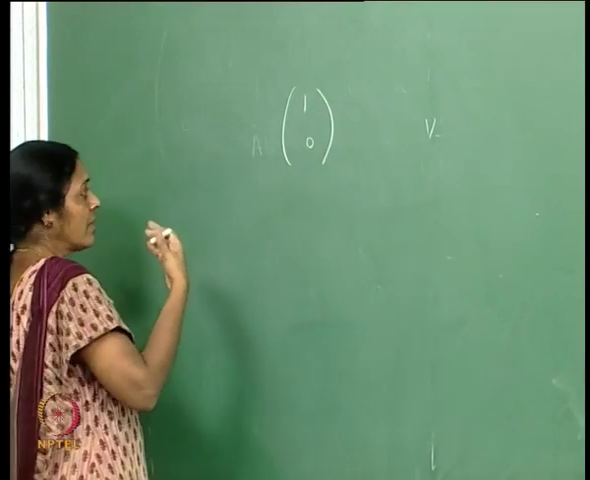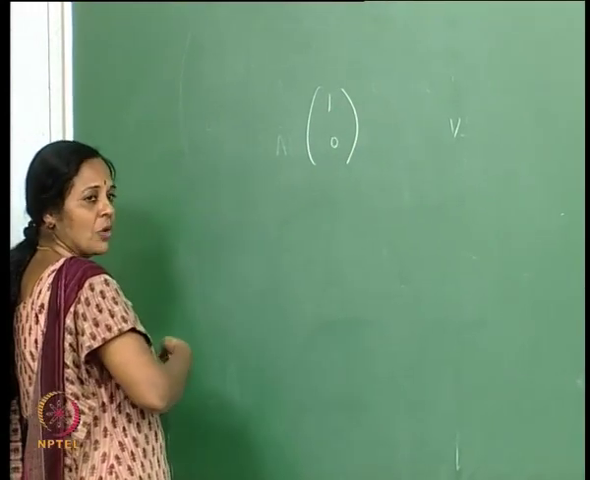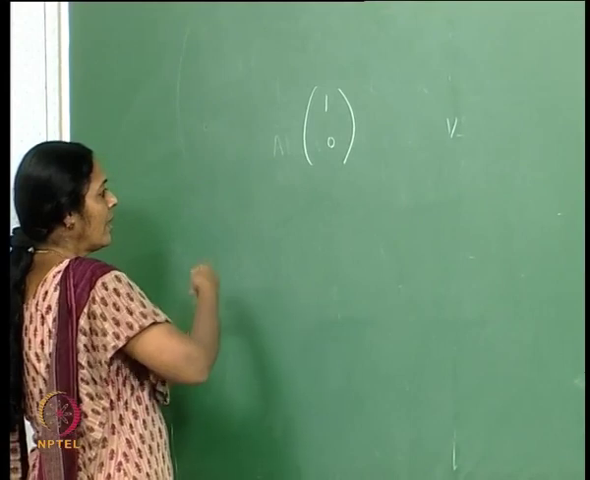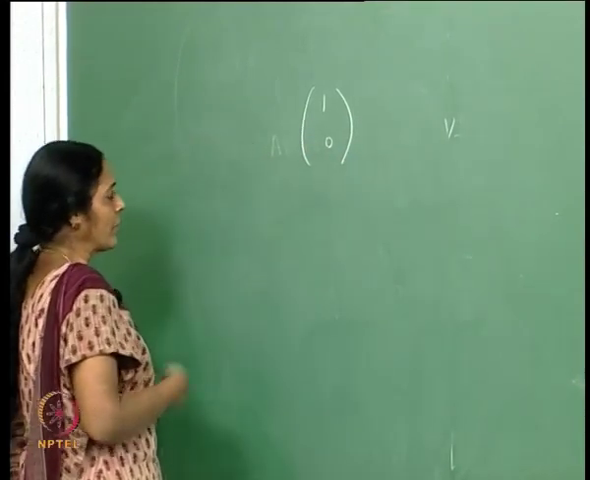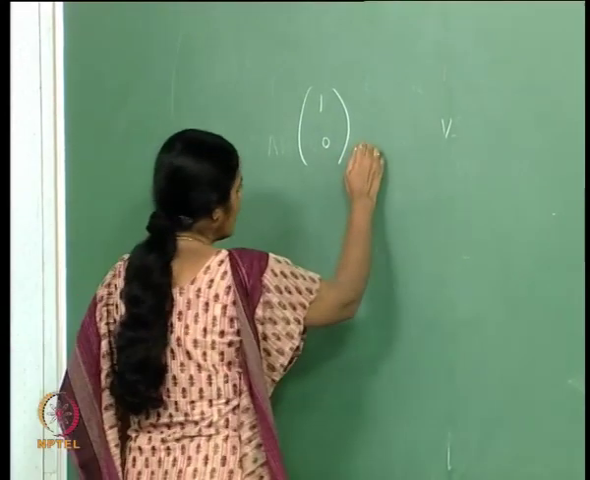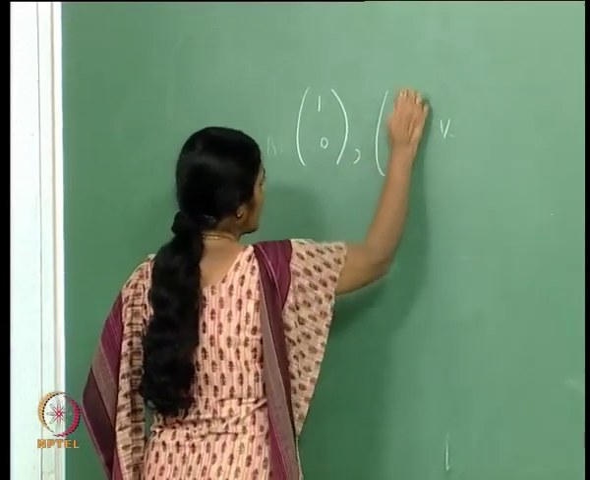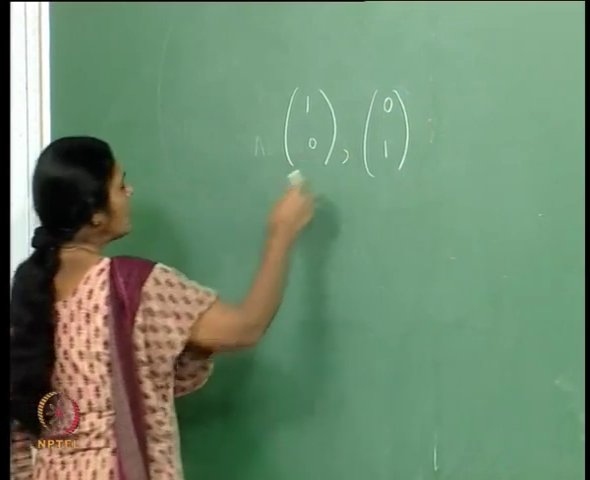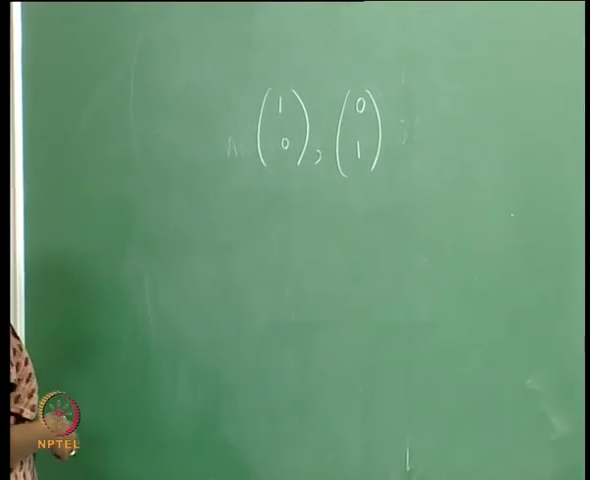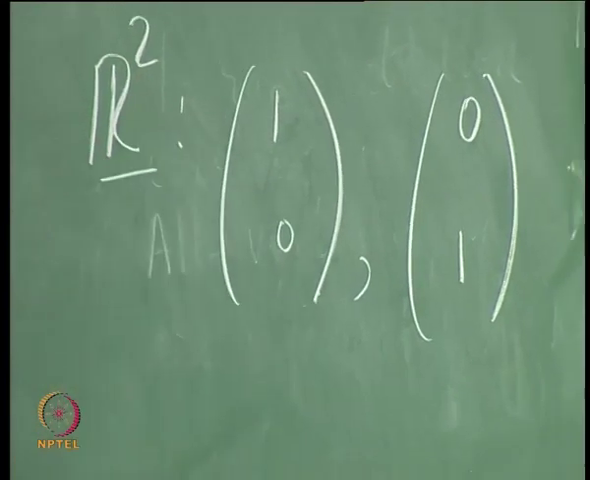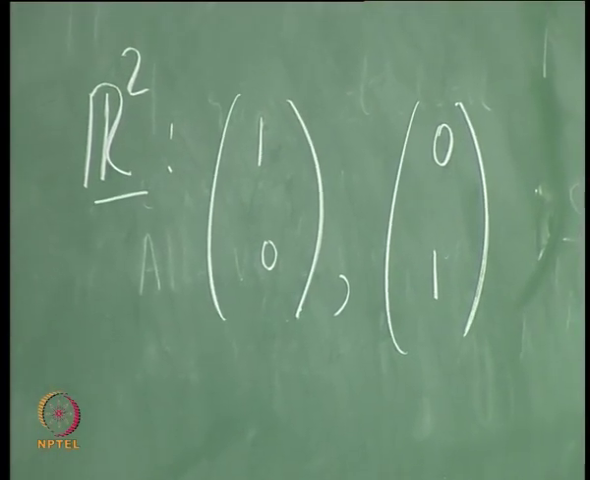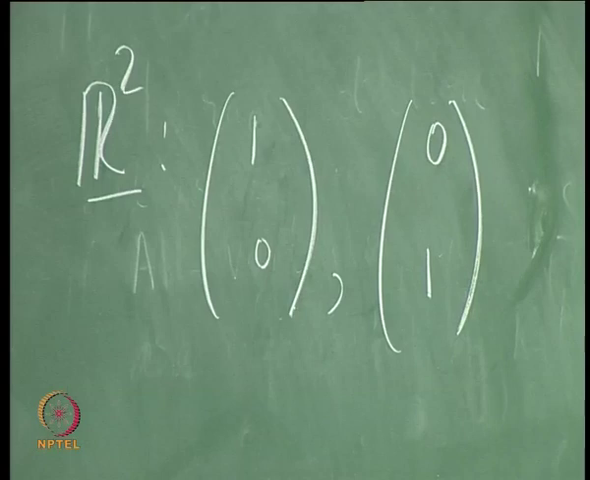I can always construct a matrix out of this, given column vectors and given row vectors. But before we construct those matrices, let's look at some more properties of these vectors. I'm looking at R2, but that's only a matter of convenience. It's an illustrative example using something that you already are familiar with.